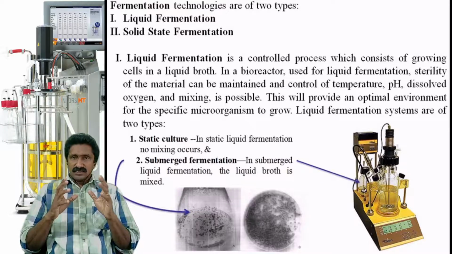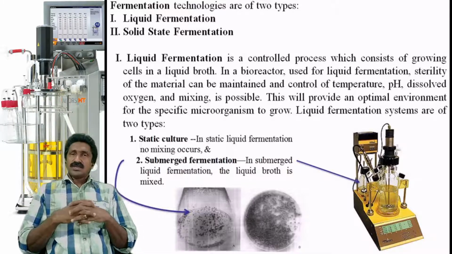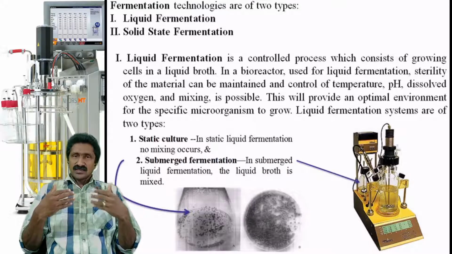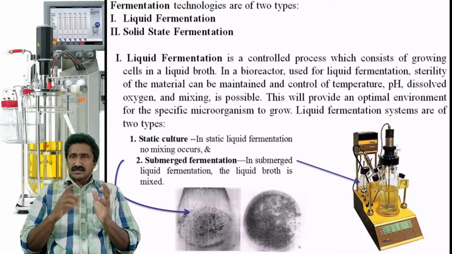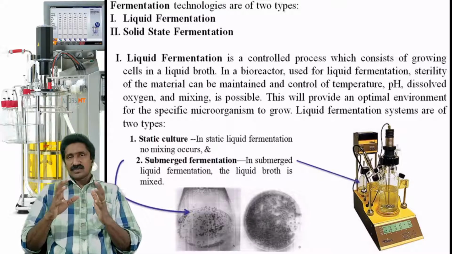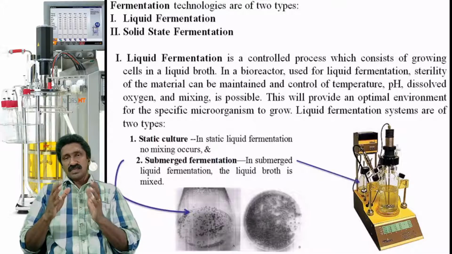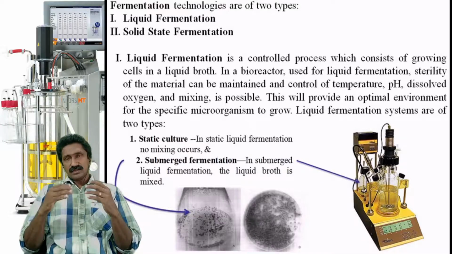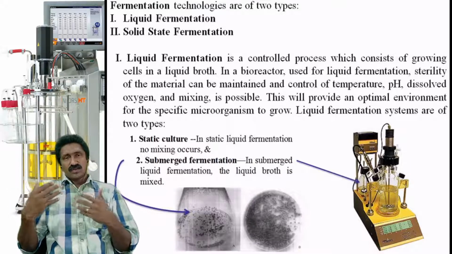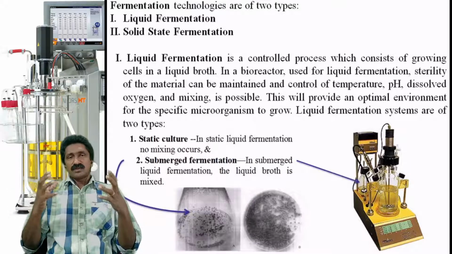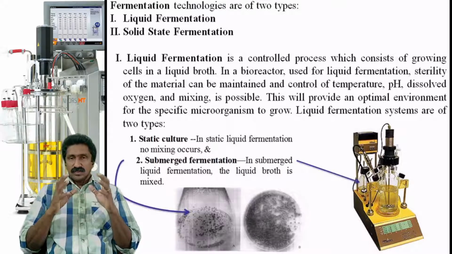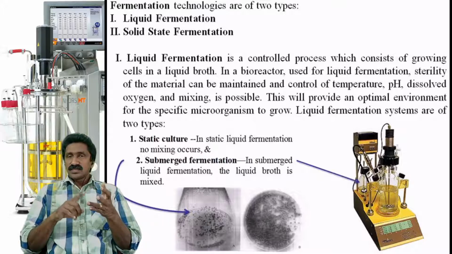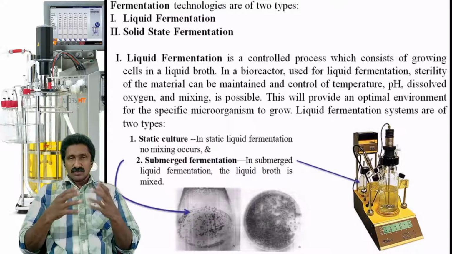Liquid fermentation is a controlled process which consists of growing cells in a broth medium or liquid medium. In a bioreactor used for liquid fermentation, sterility of the materials can be maintained and controlled, and control of the temperature, pH, dissolved oxygen, and mixing, all these parameters can be arranged. So it requires maintenance of sterility, and control of the temperature, pH, dissolved oxygen, and even agitation or mixing.